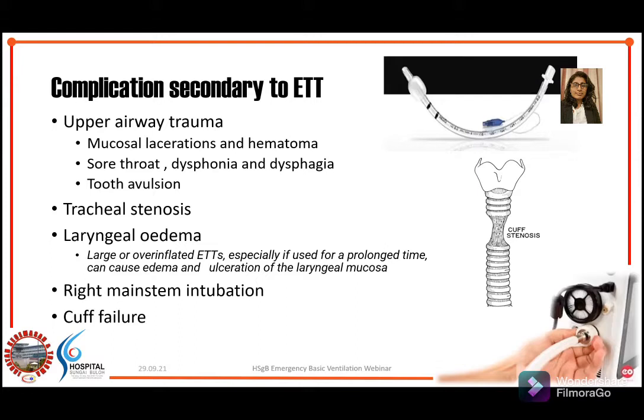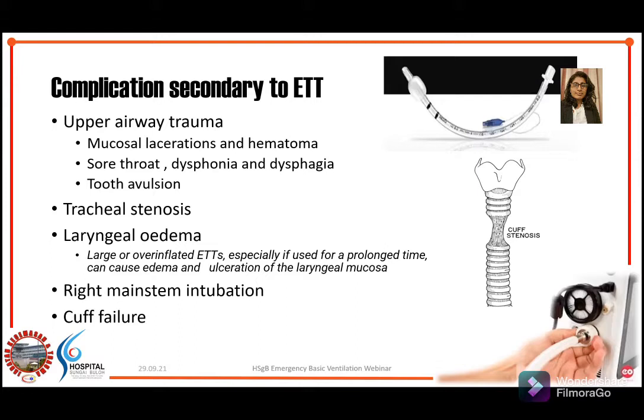Tracheal stenosis is a common complication secondary to intubation, whereby there is a regional ischemic necrosis over the surrounding structure that is being compressed by the ETT tube. Laryngeal edema happens when you have large or overly inflated ETTs, especially when you use it for a prolonged time, and this can cause edema and ulceration over the laryngeal mucosa.